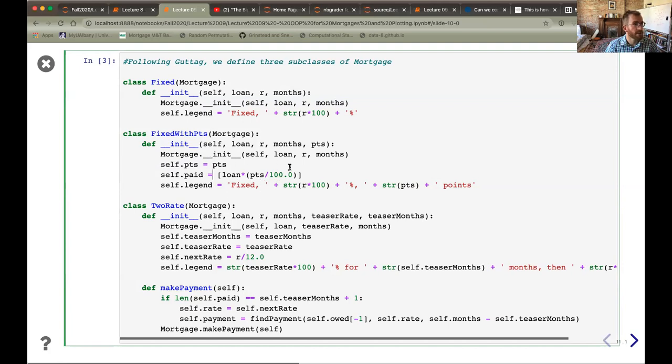And now self.paid also needs to be modified slightly because, again, part of the agreement with a mortgage with points is you pay a little extra down. Okay. So I'm going to leave it to you to try to understand some of the inner workings here. And we'll just move on.